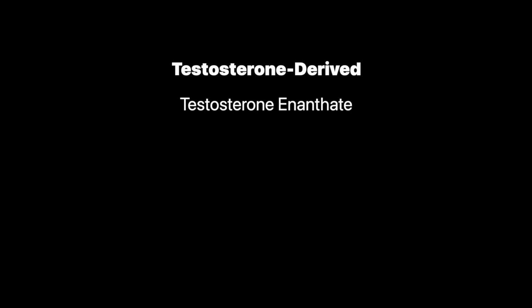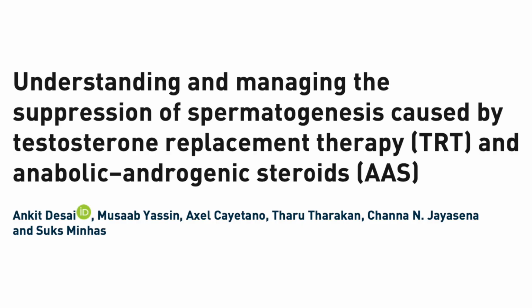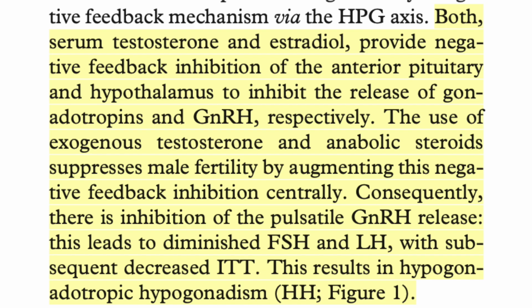So testosterone-based anabolic steroids are things like testosterone enanthate, cypionate, Dianabol, boldenone or Equipoise, Turinabol, and drugs in that class. Now, drugs in this class can interact with the aromatase enzyme and aromatize and convert into estrogen. So in this class, you're getting suppression of LH or luteinizing hormone from both estrogen and the actual testosterone molecule itself, or the testosterone-derived molecule. And this research paper puts it brilliantly. You get suppression from both testosterone and estradiol or estrogen.